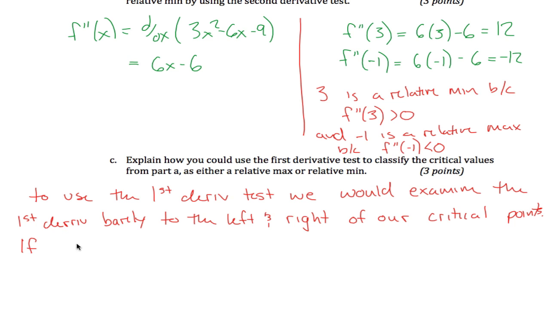If the derivative was changing from positive to negative, so if to the left it's positive and to the right it's negative, that means it's going up and then it's coming down. So what we have is a relative max.